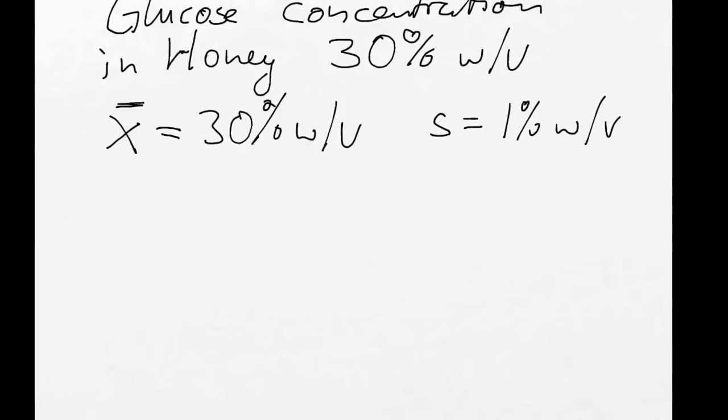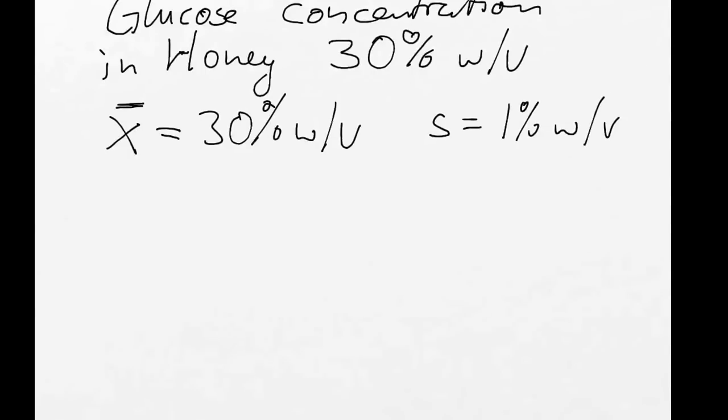Now, what is your true concentration of glucose in the honey? Is it 30%? What do you reckon? Is it 30%? It's not. Why not? It could be around the 30, yeah? It's probably a pretty good guess that the true concentration in this honey is around the 30, but we can't be 100% sure. So it's better to say our true concentration of the honey is in a certain range.